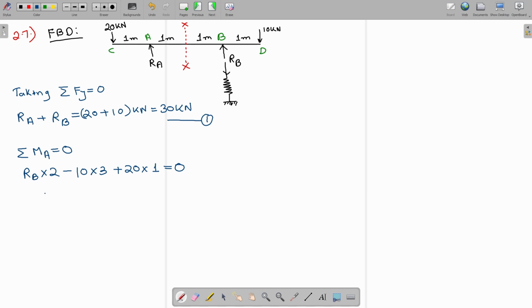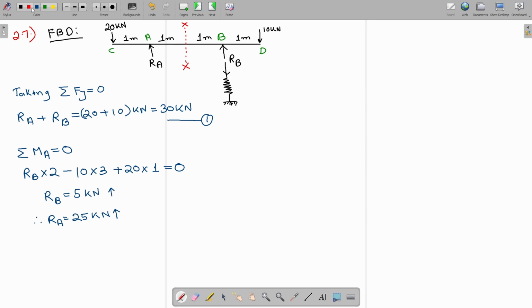After solving, we get that Rb is equal to 5 kilonewton. Therefore, Ra is 25 kilonewton acting upward. This is also acting upward. Okay. Up till this point, it was very simple.